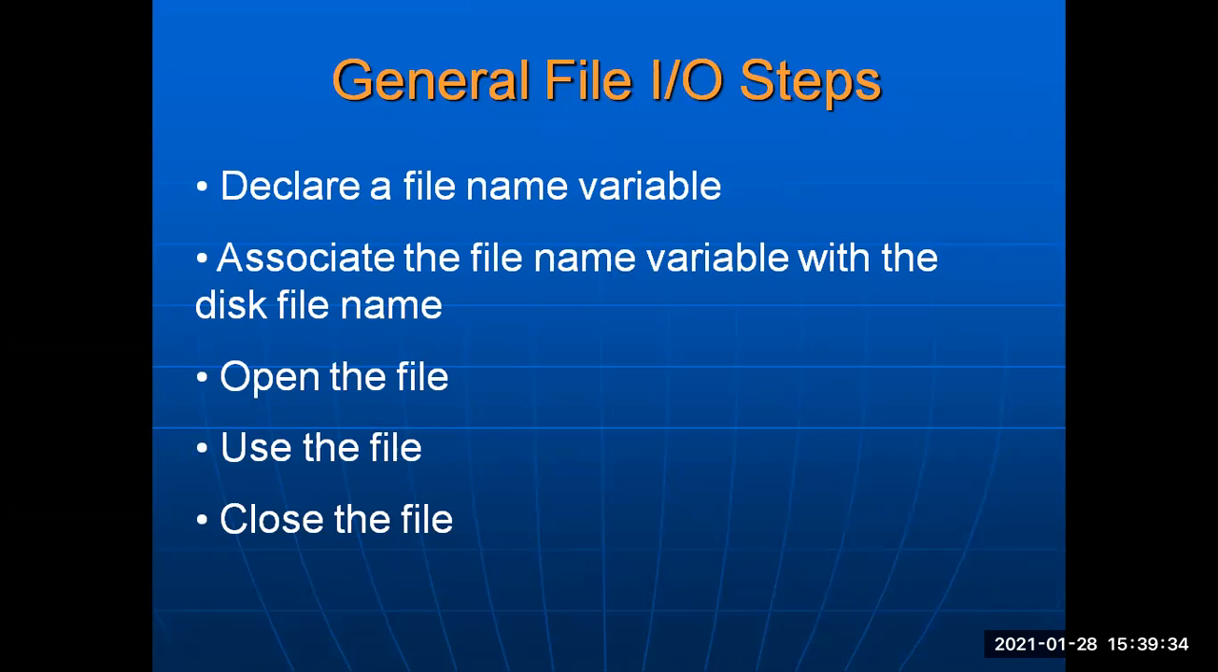First, declare a file name variable. That means first we have to create a file and associate the file name variable with the disk file name, right? Similarly, first we have to open the file, use the file, and close the file. Using the file is nothing but performing IO operations on the file, either reading data from the file or writing data into a file. All these operations, appending data into a file or deleting data from the file, can be done here.